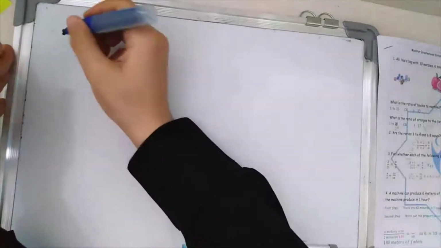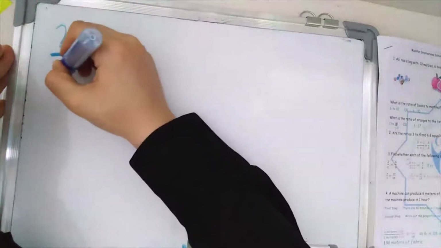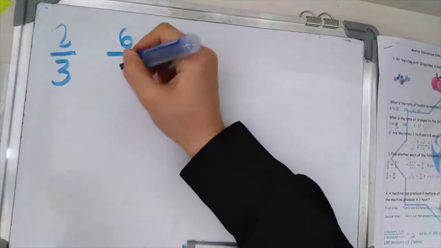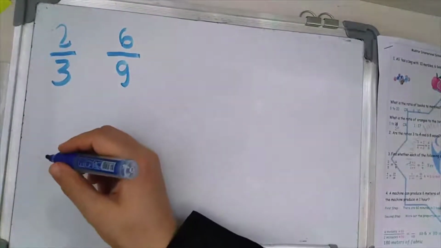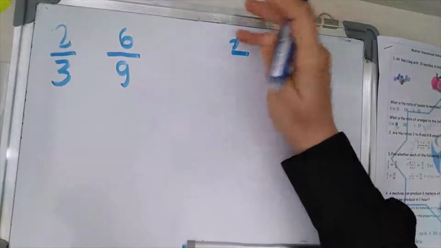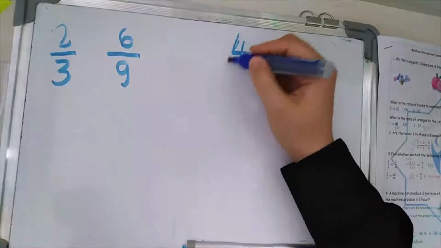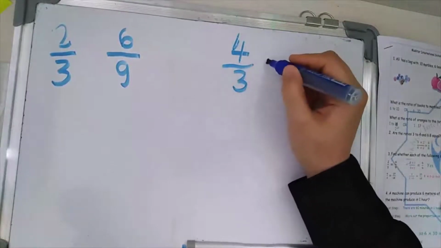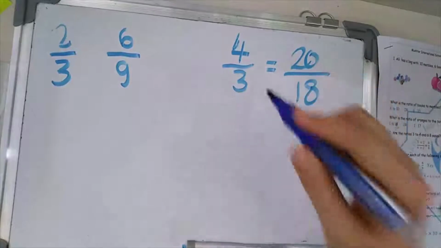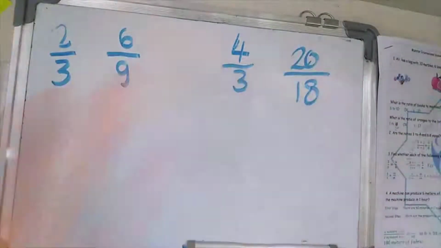2 over 3, whether yes or no, equal to 6 over 9. And we've also got 4 over 3, whether it's equal to 20 over 18 or no. Let's see whether it's equal or no. I cannot draw the equal sign yet.